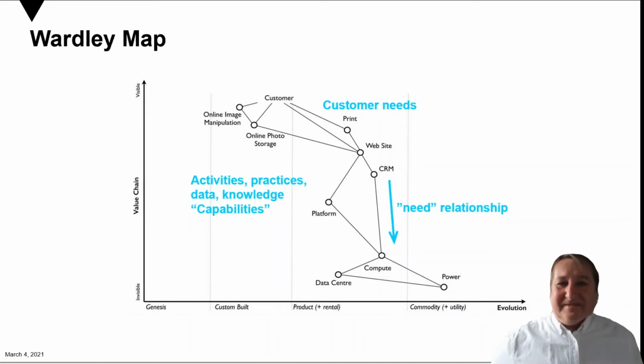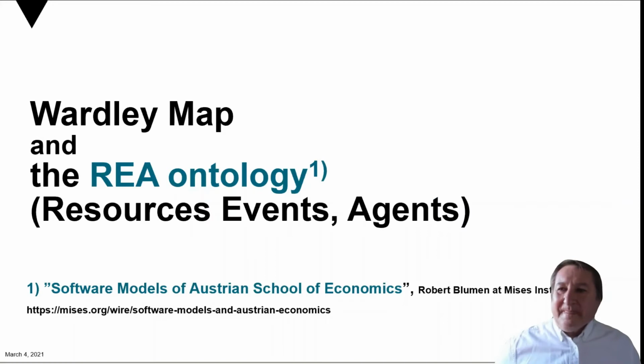From the ontological point of view, Wardley map is a very informal method. Components on the map are called activities, practices, data, knowledge. Some practitioners just call them capabilities. And the components at the top are informally called customer needs. The relationship between the components is often called need relationship. So let's compare Wardley map and the REA ontology.